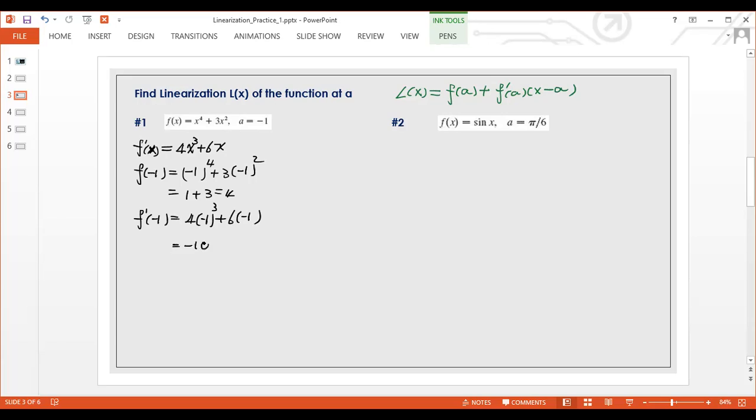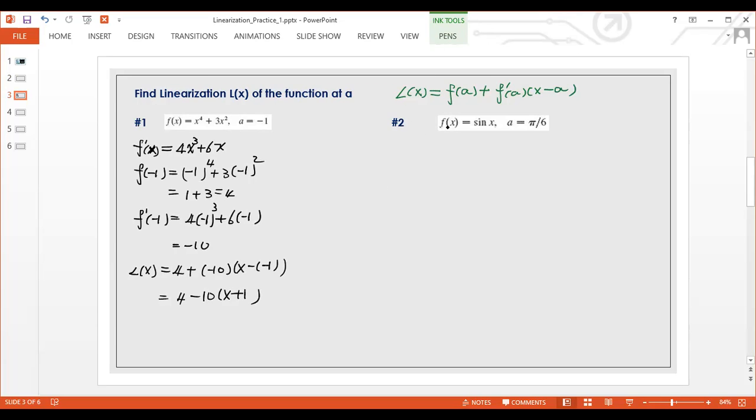So it's -10. Now my function L(x) is f(a), which is 4, plus -10 times (x minus a), so minus -1. So what is the final answer here? This is 4 minus 10 times (x plus 1). All right, so now the next one.